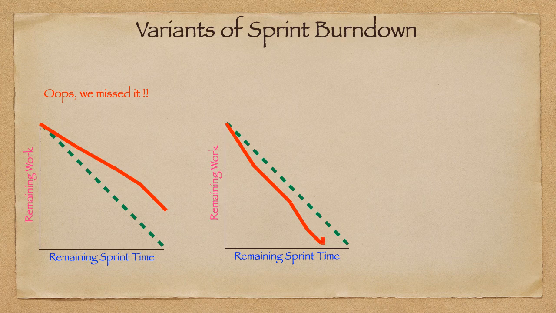Let's say they have selected one more item. Depending upon the size of the selected item, the story points, the red line goes straight up. So let's say they have selected an item worth 2 story points. In that case, the red line will go up by 2 story points.